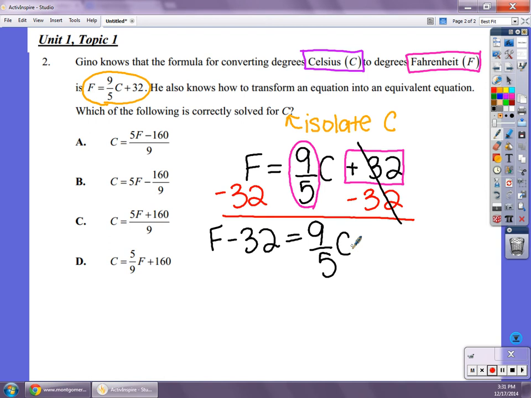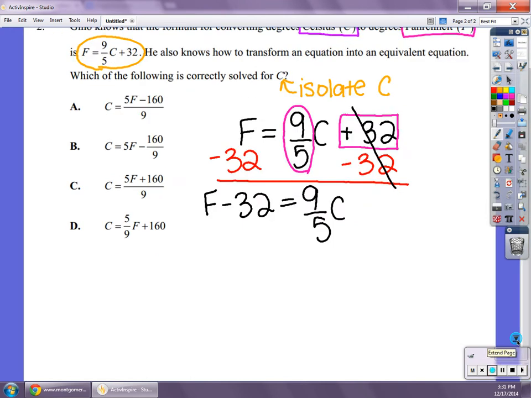Okay, now there's a couple of things we could do here. What I want to do first is actually rewrite the right side of the equation to make this a little less tricky for us. So I'm going to write this as F minus 32 is equal to 9 times C divided by 5. From here, it makes it pretty clear that we're going to have to do a couple of things. The first thing we need to do is multiply both sides of our equation by 5. We have 9C divided by 5.